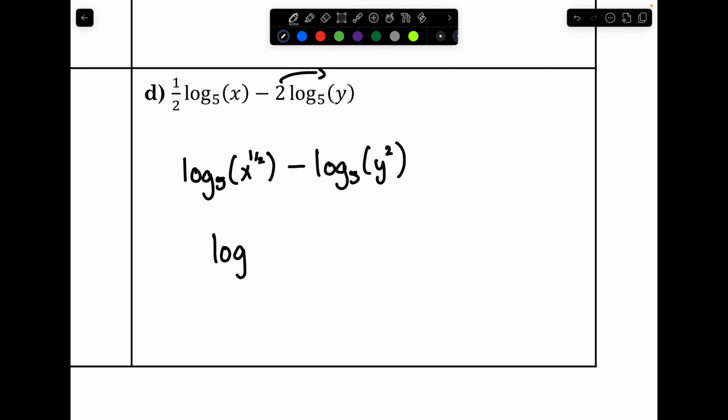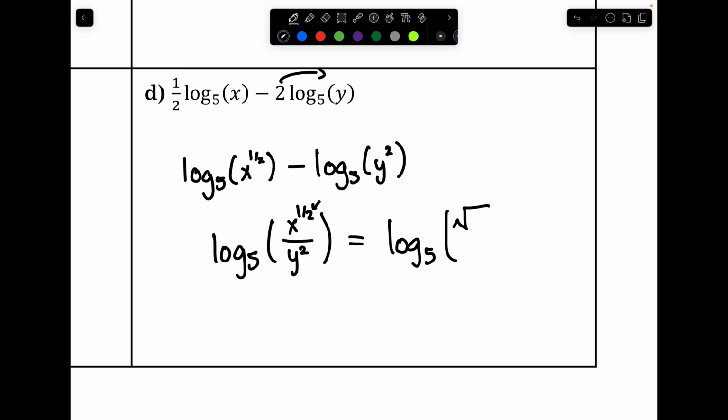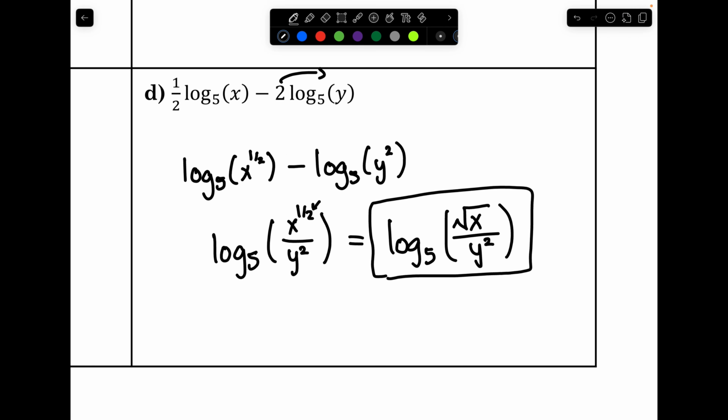And because I'm subtracting, that means that the x to the 1/2 power is divided by y to the second, which can also be written, because we have a rational power on x. That rational power of x is the same thing as taking a root. And since the denominator is 2, the index of this root is going to be 2. So we're taking the square root of x to the first power, and that's being divided by y to the second. So there is your condensed form of this log expression.